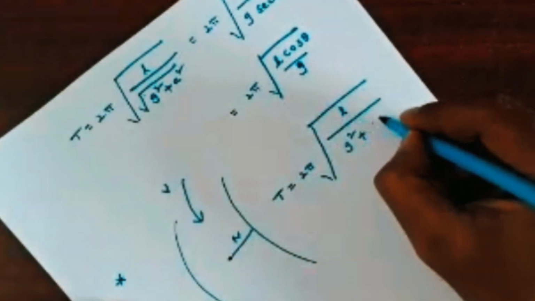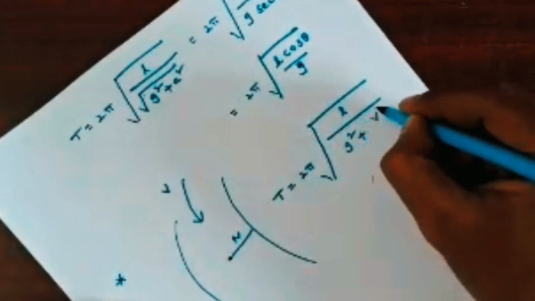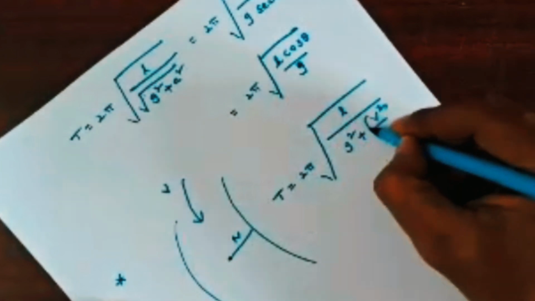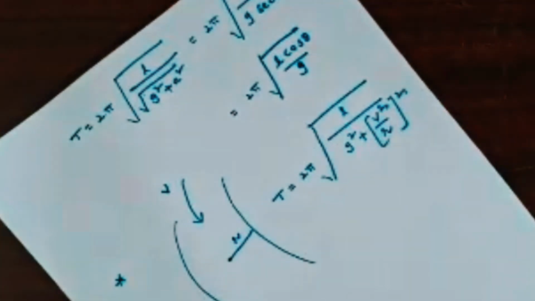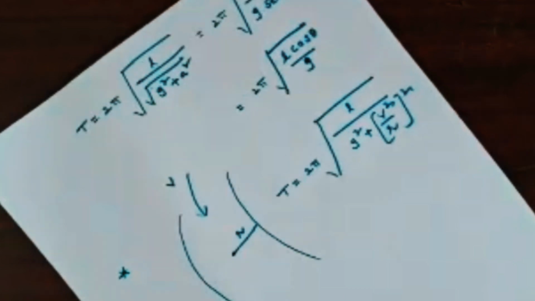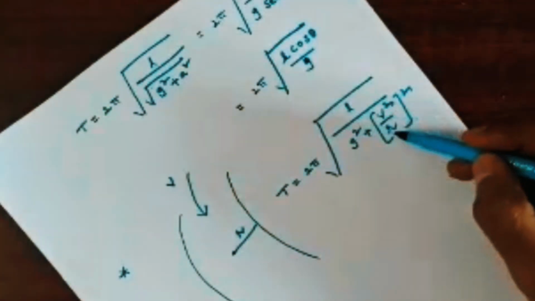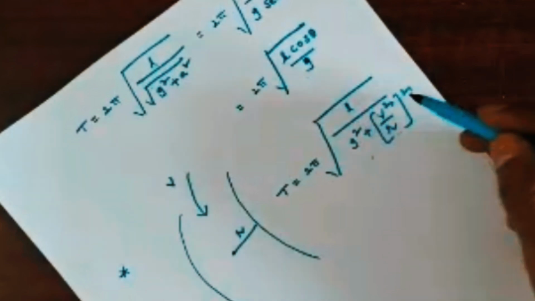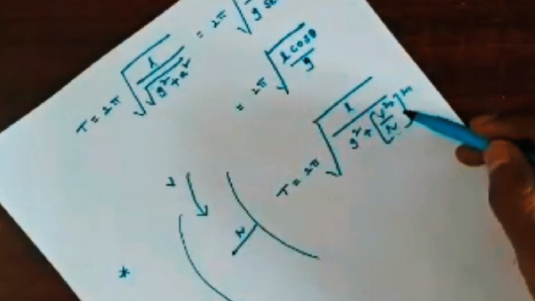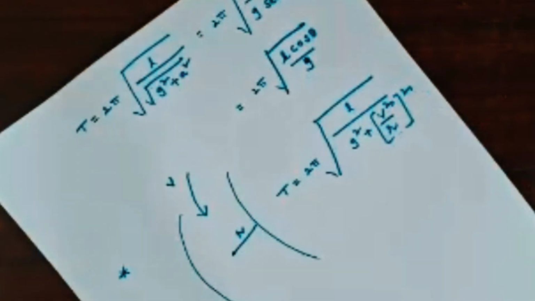Here that is acceleration. Acceleration is nothing but v square by r, whole square. Like this, we can consider the formula. Here a is nothing but centripetal acceleration, and that centripetal acceleration is nothing but v square by r. So in the problem, T equal to 2 pi root over L by g square plus a square, where a is v square by r, again whole square.